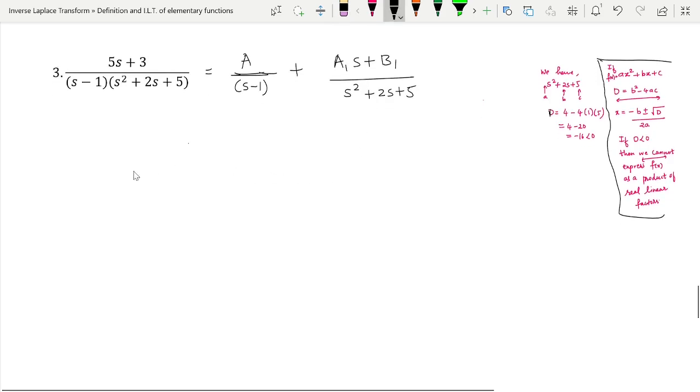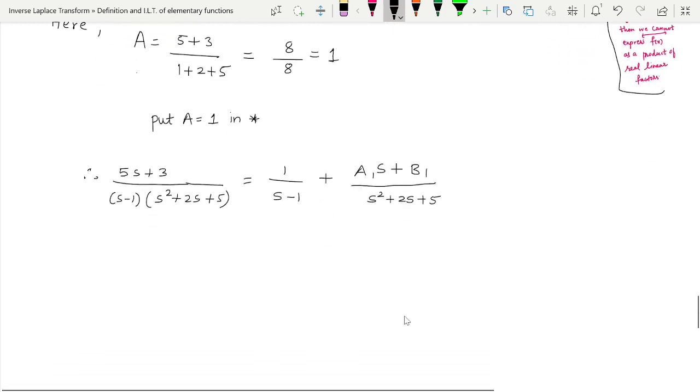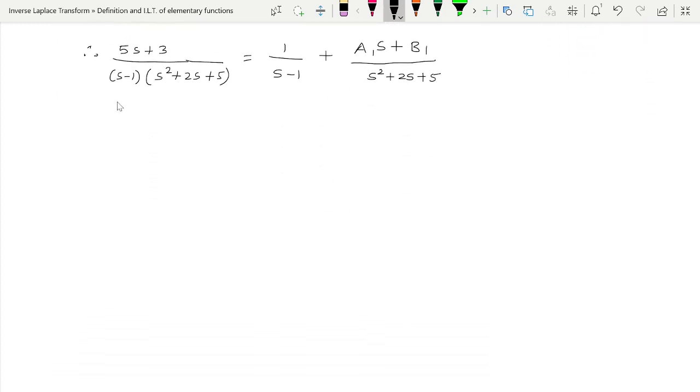Now let us proceed. As discussed earlier, this s minus 1 is a distinct linear factor, so the partial fraction corresponding to it, that is the value of A, can be obtained directly. So what will be our value of A? Now we are going to put s is equal to 1, but where? In this part. If you put s is equal to 1, what do I get? So put s is equal to 1 in star. Now we will multiply throughout by the denominator, that is s minus 1 multiplied by s square plus 2s plus 5.